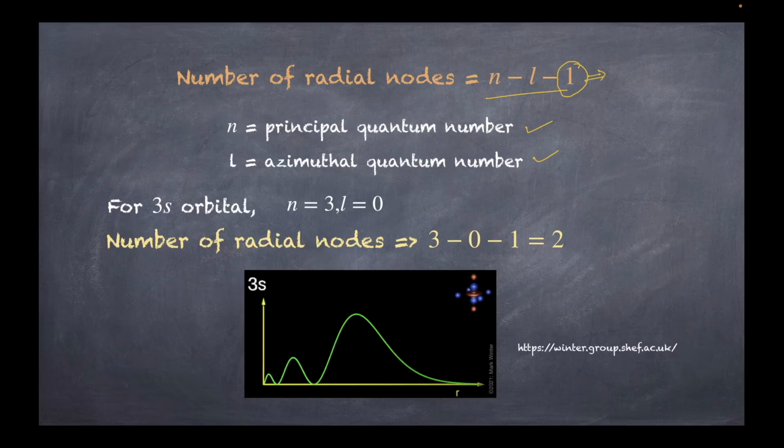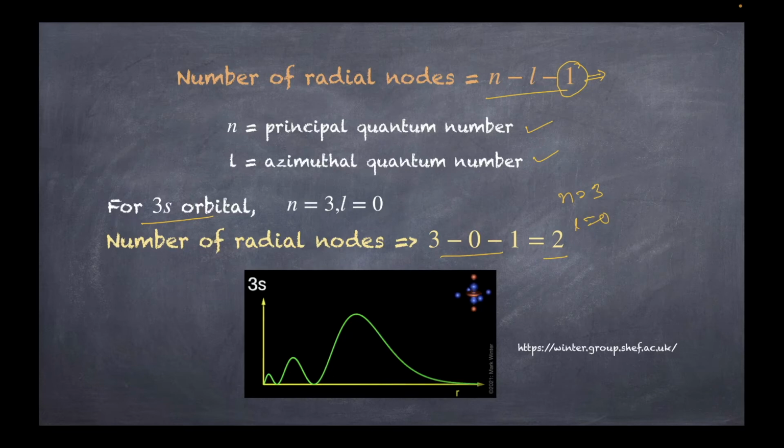Now let's calculate the number of radial nodes for the 3s orbital. For the 3s orbital, we know n equals 3, and for an s orbital, l equals 0. So n minus l minus 1 means 3 minus 0 minus 1 equals 2. So for the 3s orbital, there will be 2 radial nodes.